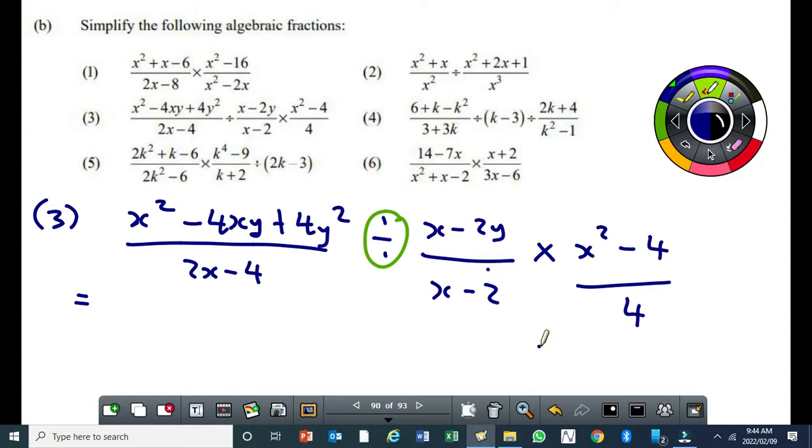X minus 2y. No. It's actually x minus 2y times x minus 2y. It's a perfect square trinomial. Remember the other day when I told you that there is a type of trinomials that are called perfect square trinomials, whereby if you factorize the trinomial, you get two identical binomial factors. So that's a perfect square trinomial.